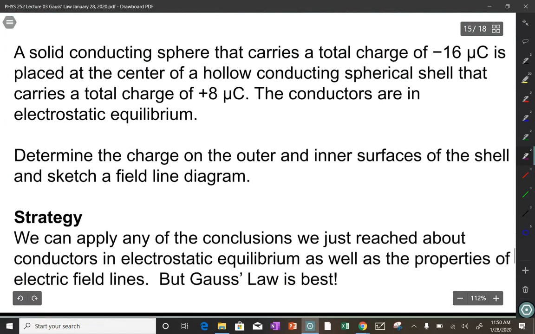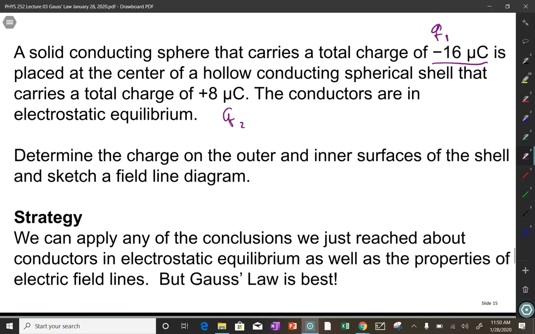So here's a problem. A solid conducting sphere that carries a total charge of minus 16 microcoulombs, so that's Q1, is placed at the center of a hollow conducting spherical shell that has a total charge of plus 8 microcoulombs, so I'll call that Q2. The conductors are in electrostatic equilibrium, right? That means there's no charge moving around. Determine the charge on the outer and inner surfaces of the shell and sketch a field diagram.